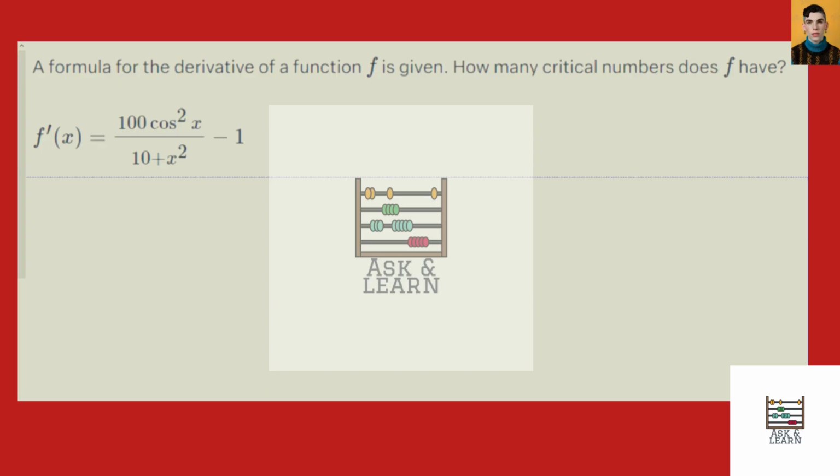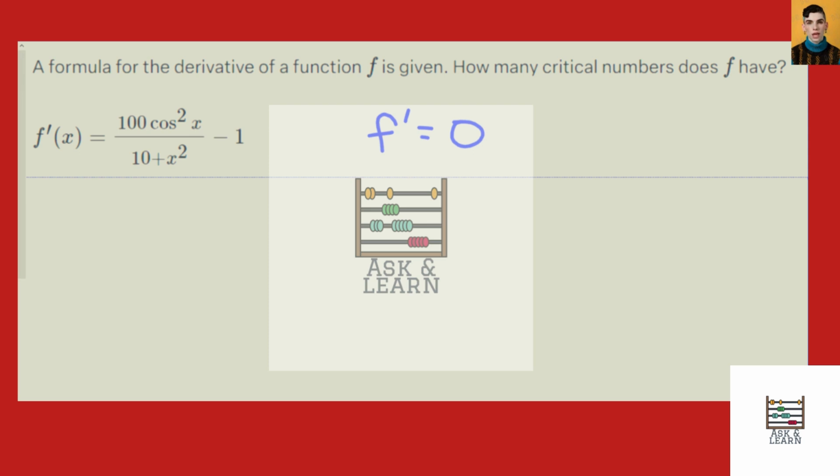So in this question, they say that a formula for the derivative of a function f is given, and I want to know how many critical numbers the function f has. Here we have f prime of x, and it's equal to 100 times the cosine squared of x over 10 plus x squared, minus 1. So critical numbers are places where my derivative is equal to 0. And this is going to require technology.